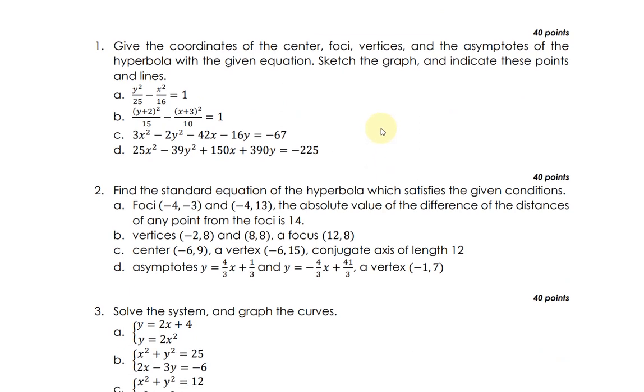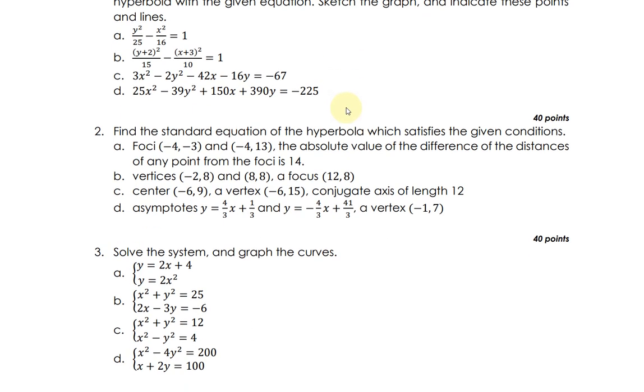So for problem number 1, you're going to give the coordinates of the center, foci, vertices, and asymptotes of the hyperbola with the given equation below, items A, B, C, D. Then you are asked to sketch the graph and indicate those points and lines. So for A, B, C, D, you should graph these. You may use graphing paper so that your answers are neater.